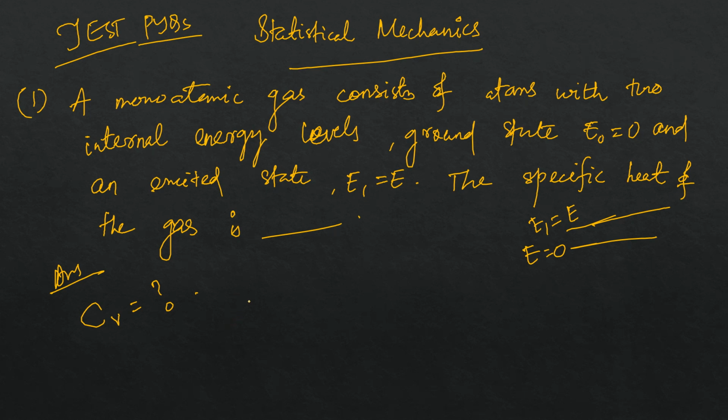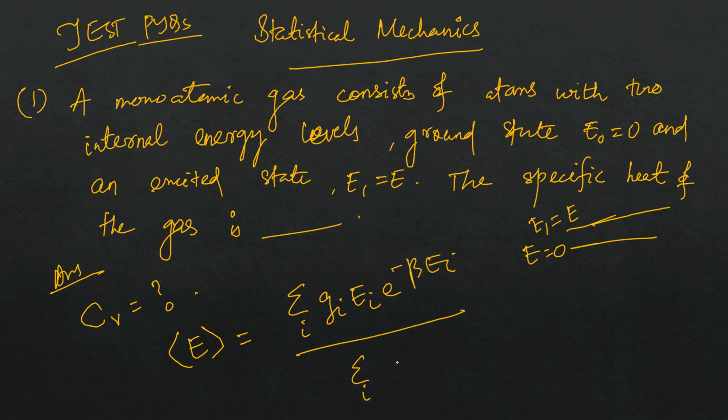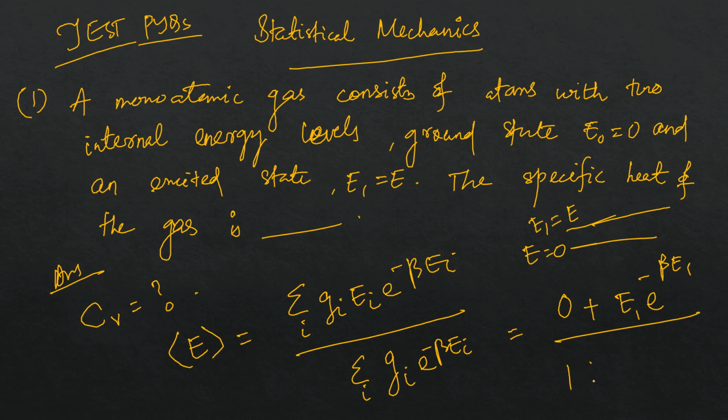First of all, what we will calculate? Average energy. Okay, that is summation over i of g_i E_i e to the power minus beta E_i divided by summation over i of g_i e to the power minus beta E_i. Okay, so that will be 0 plus E1 e to the power minus beta E1 divided by 1 plus e to the power minus beta E1. Okay, that is your energy. Or E1 is E, right? Average energy.